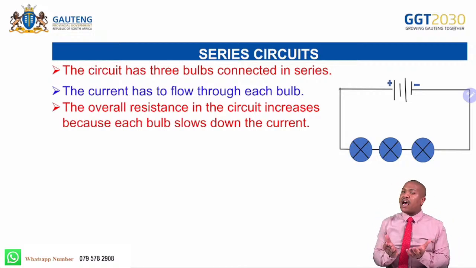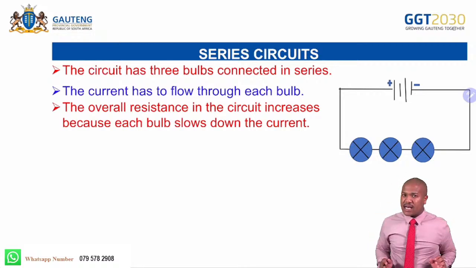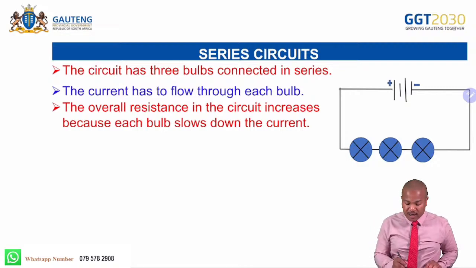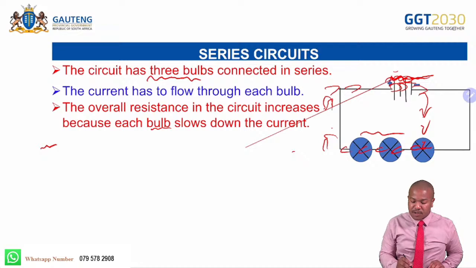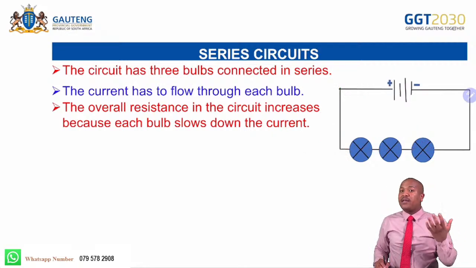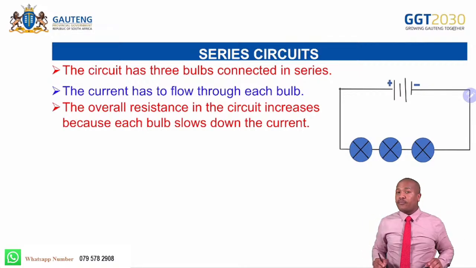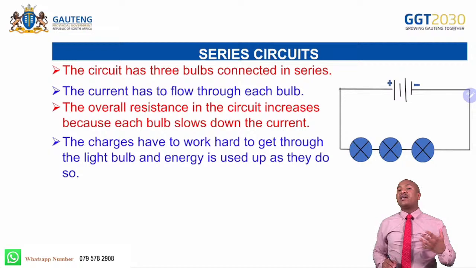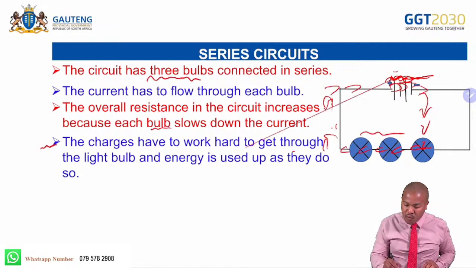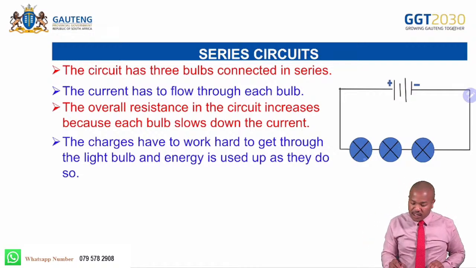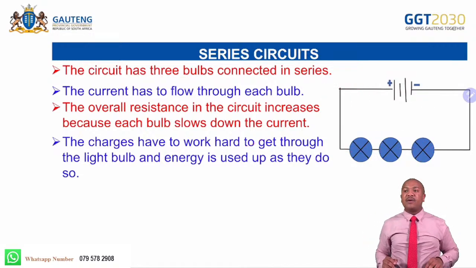Remember, light bulbs are forms of resistors. They use up the energy as well. They oppose the flow of current, right? So each bulb slows down the current. And that's why you saw those ones becoming dim as you add more light bulbs. And also the charges have to work hard as they move along this circuit. They have to work hard. Hence, you have these light bulbs being dim.